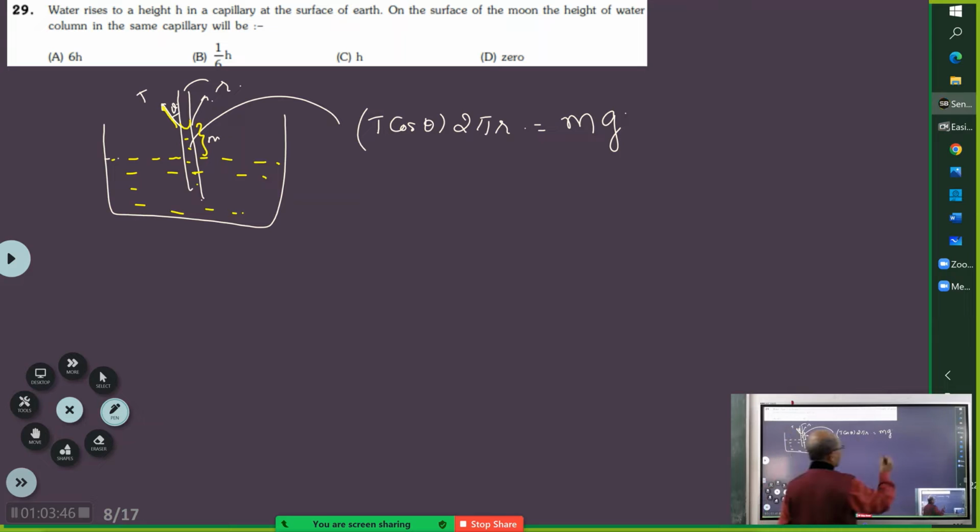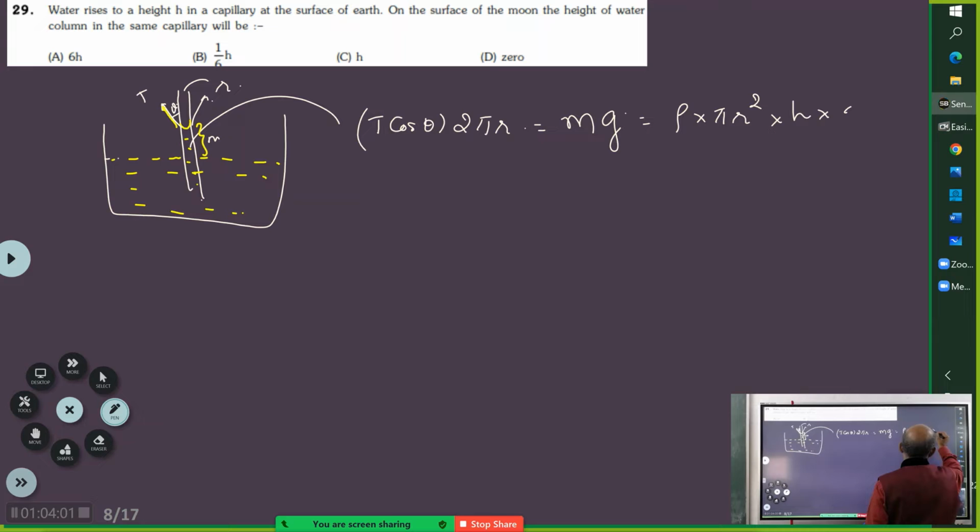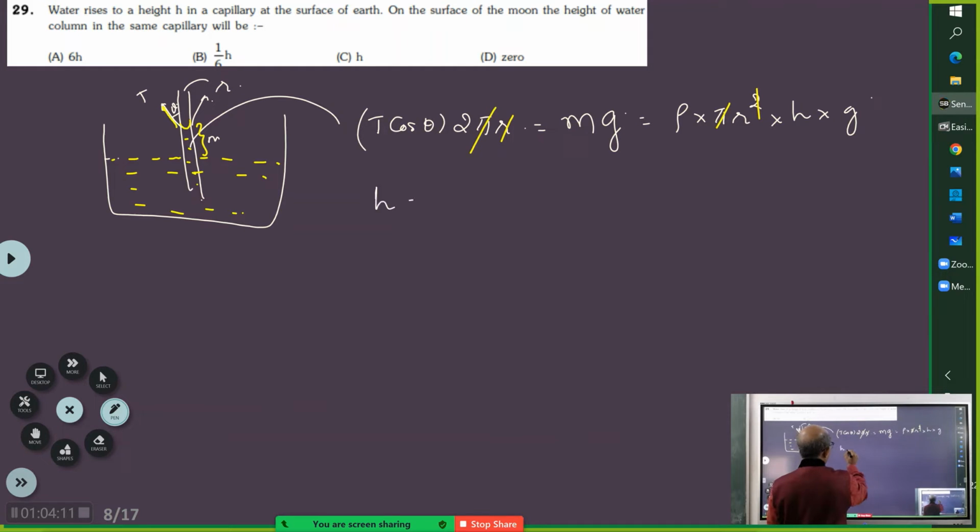Now supposing the density of the liquid is given, you convert mass in terms of density. So this will be area, which is pi r square, into height h, into g. The basic formula. So here you go on knocking off one r, then you will be left with the height to which it will rise. It will be 2T cos theta divided by rho g r.